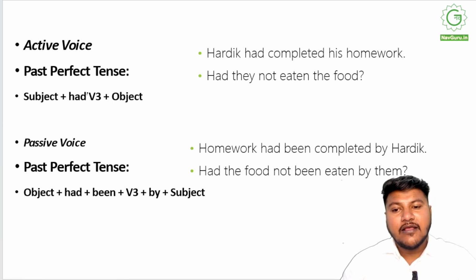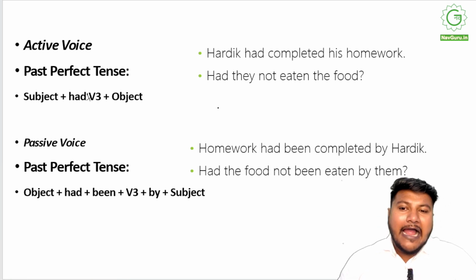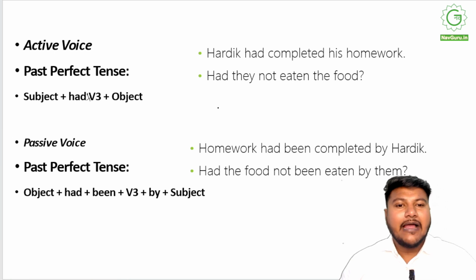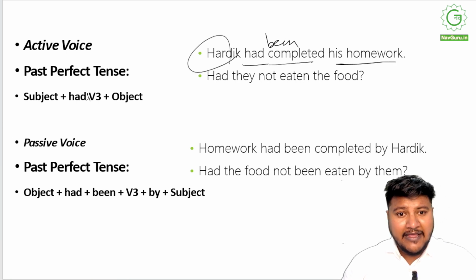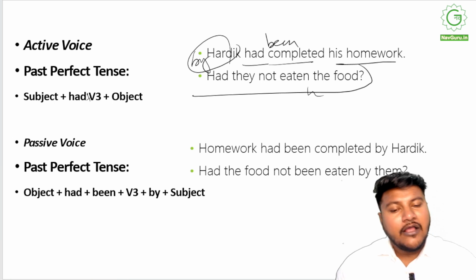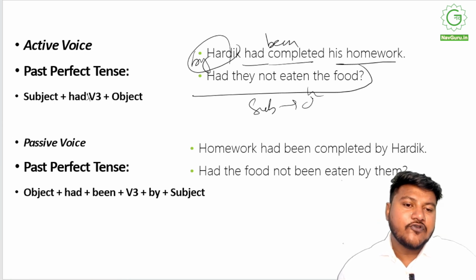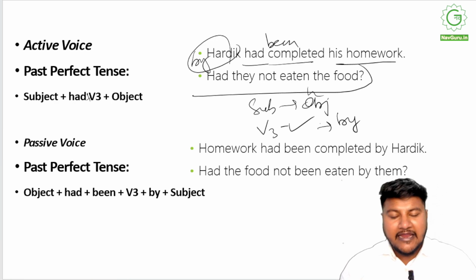Next, past perfect tense. Subject plus had plus V3 plus object is what past perfect tense makes. Simple. Change the object into the subject, add been after the had, and add by before the subject. So "Hardik had completed his homework" becomes "His homework had been completed by Hardik." "Had they not eaten the food?" becomes "Had the food not been eaten by them?" Always remember subject becomes object, V3 is necessary, and add by after it. As simple as that, and half of the time you will get your passive voice sentence immediately.